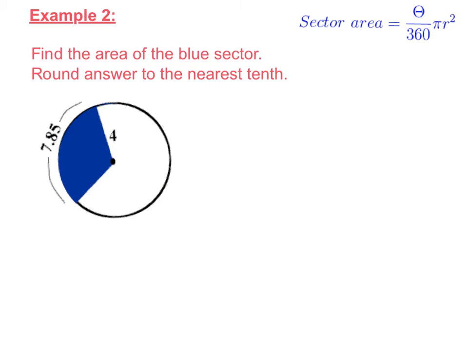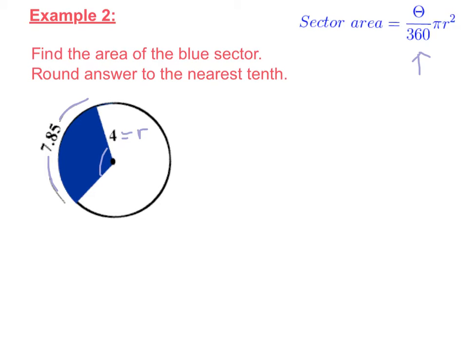So example 2 is a huge jump from example 1. Example 1 was just talking about the basics of using the formula and knowing what each part represents in the formula. If you look over here, we know the arc length at 7.85, okay? And we know our 4 is our radius. Well, if you look at the formula in the top right-hand corner, in order to find the sector area, we need to know what theta is. We know what the r is, but we don't know what theta is. So we have to find it.